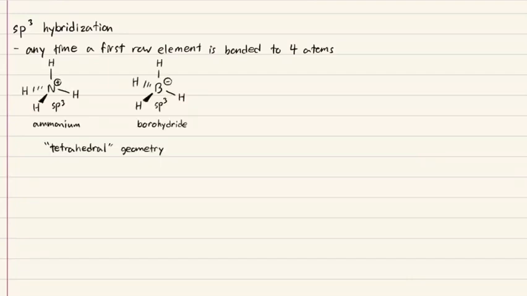This sp3 hybridization isn't unique to just methane and applies to any situation where a first-row element is bonded to four atoms. For example, the nitrogen in ammonium and boron in borohydride are sp3 hybridized. Moreover, the tetrahedral orbital arrangement also holds for central atoms where one or more pairs of electrons is a non-bonding pair. For example, the nitrogen in ammonia has four electron pairs with three electron pairs that participate in bonding and one pair of non-bonding electrons.